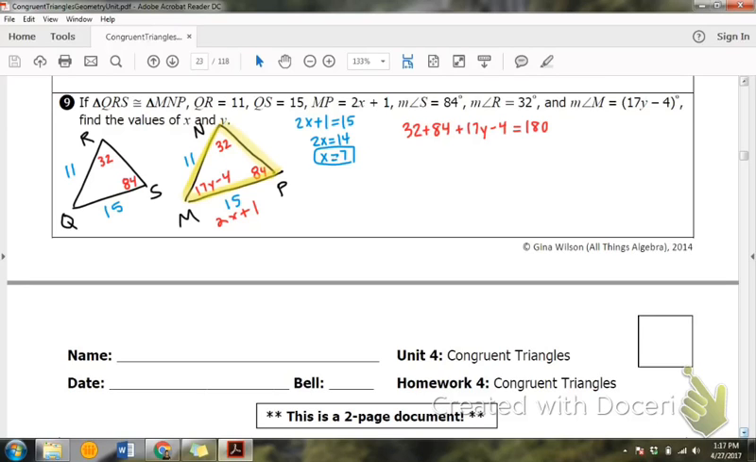Once you find the value of y, I want you to check with your neighbor and see if you guys have the same thing.